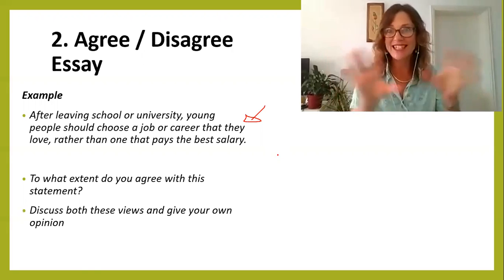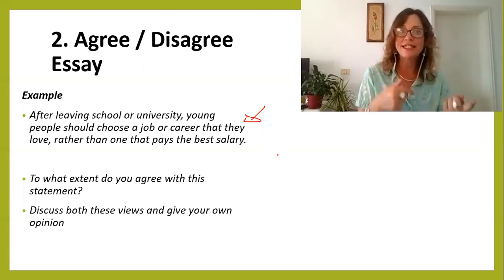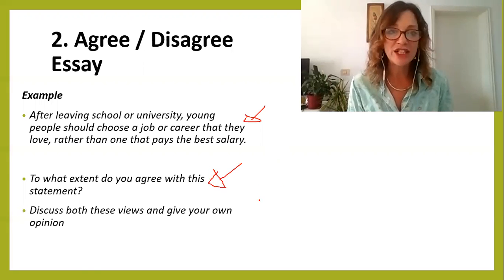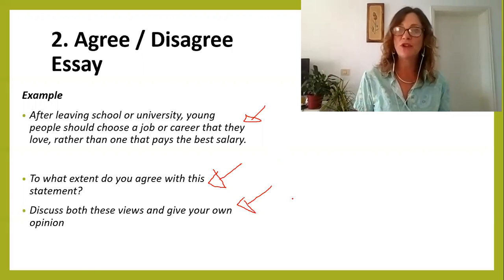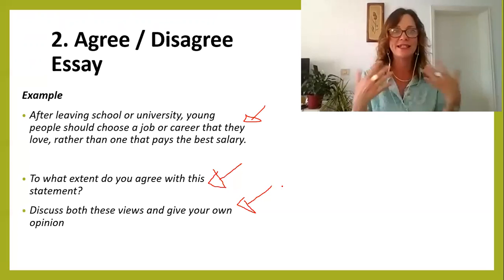So that's the statement. And here it's an agree or disagree type essay. So they might write after this statement something like, to what extent do you agree with this statement? Or discuss both views and give your own opinion. Okay, so that's an agree or disagree type essay.